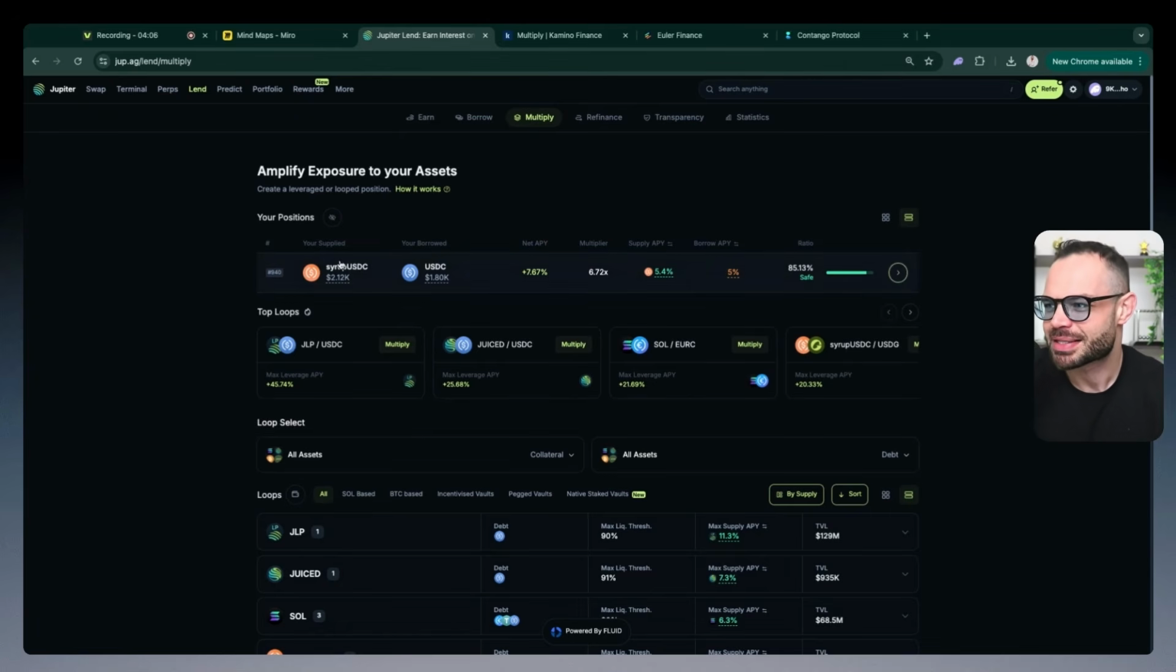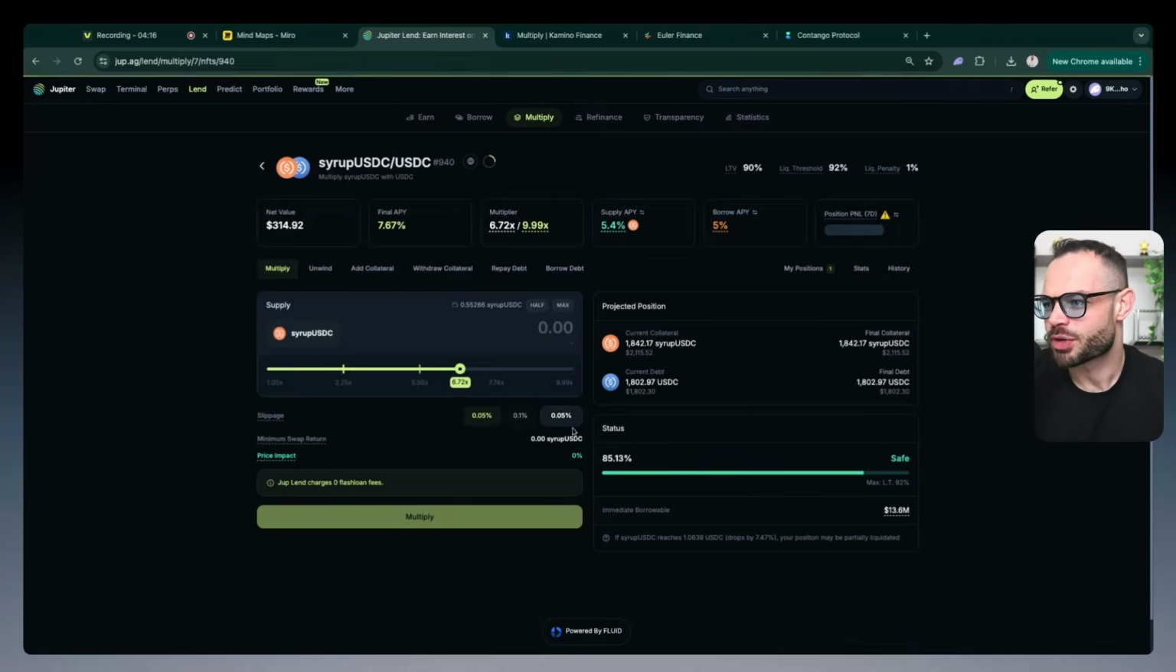And again, in this example, we are supplying Syrup USDC. It is our collateral or supply side asset, and we're borrowing USDC as our debt asset in order to loop up, or increase, our exposure to Syrup USDC. Just so you're aware, Syrup USDC is a yield-bearing stablecoin where the yield accrues to the token price over time. Okay. Now, this is not a risk-free strategy, but it is a very low-risk strategy.